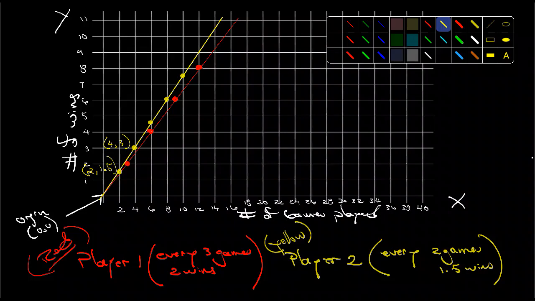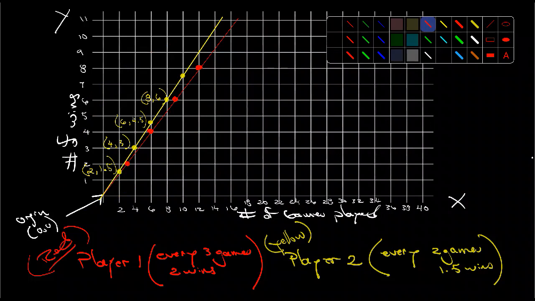What's the next one? 6 and 4.5. 6, 4.5. There's always a comma between your points, and I'll do one more. Last one is going to be 8 and 6. I'll put 8, 6. So I'm labeling each one. Notice I'm labeling, in this case, the yellow dots on the left side.